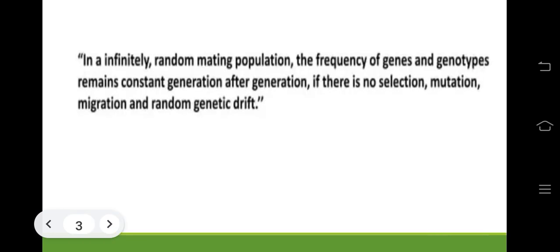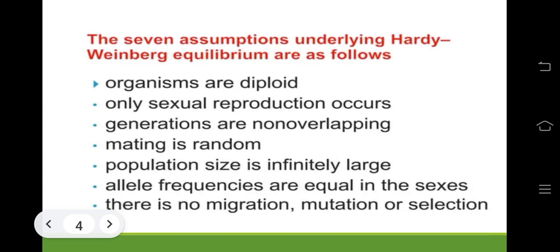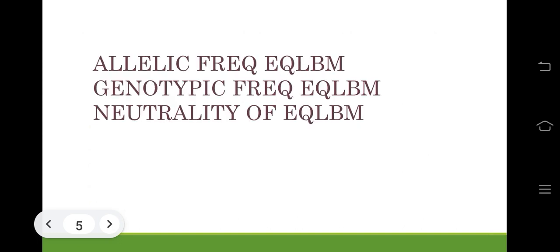In a large random mating population, the frequency of genes and genotypes remains constant generation after generation if there is no selection, mutation, migration, and random genetic drift. The 7 assumptions underlying Hardy-Weinberg equilibrium are as follows. Organisms are diploid. Only sexual reproduction occurs. Generations are non-overlapping. Mating is random. Population size is indefinitely large. Allele frequencies are equal in sexes. There is no migration, mutation, or selection.